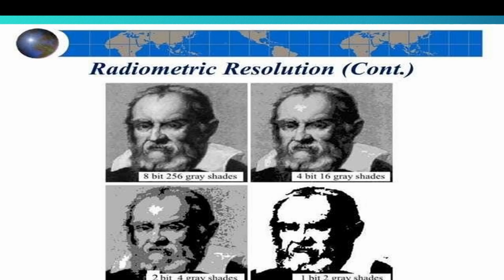Further, radiometric resolution can be explained by showing how different bit depths affect the image quality. So the image represents the same picture at different radiometric resolutions, that is bit depths. So 8 bit, that is 256 gray shades, provides the most detailed and smoothest image, while 4 bit, that is 16 gray shades, reduces detail, making the image less smooth. Then 2 bit, that is 4 gray shades, further loses detail, creating a blocky effect. And 1 bit, that is 2 gray shades, black and white only, loses almost all details, showing only extreme contrast.